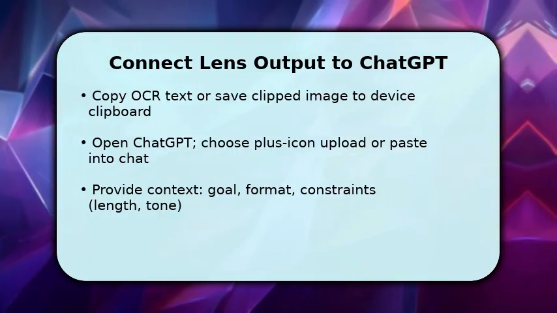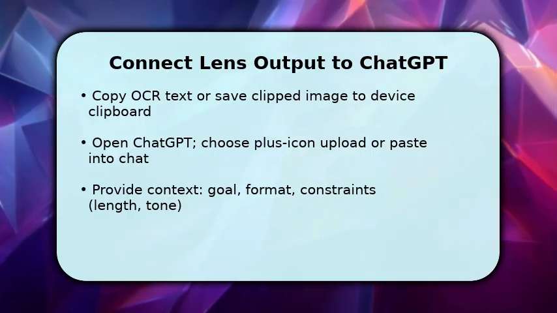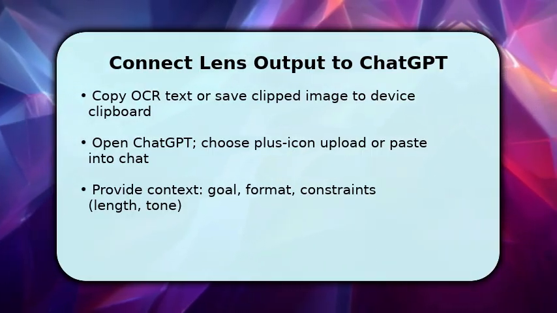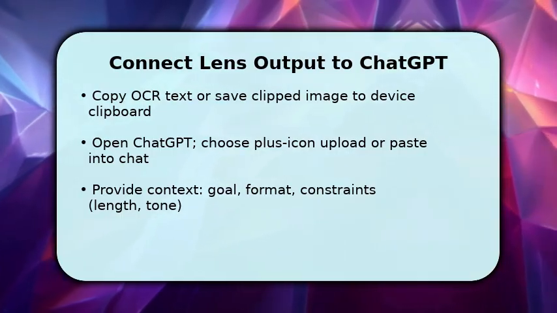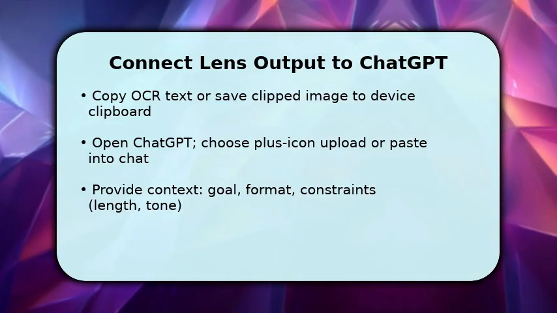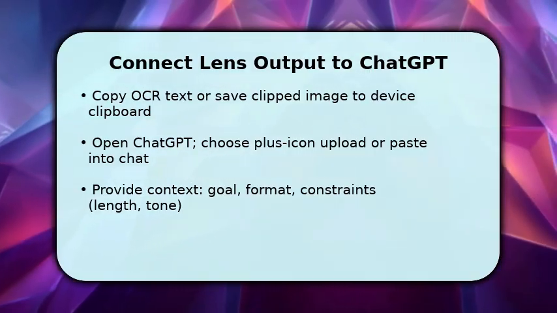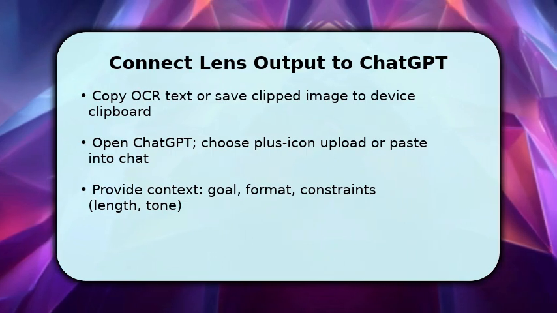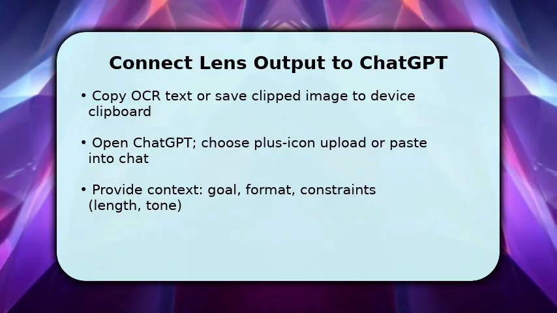Once pasted or attached, tell ChatGPT exactly what you want: summarize, translate, extract action items, or generate product comparisons. Specify format, length, and tone. This context matters because it guides the model's output quality. If you're working with an image instead of text, describe what to focus on so the assistant knows which details to prioritize and why. Finish by refining.